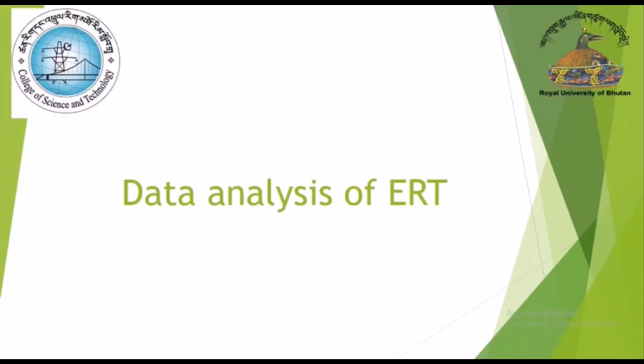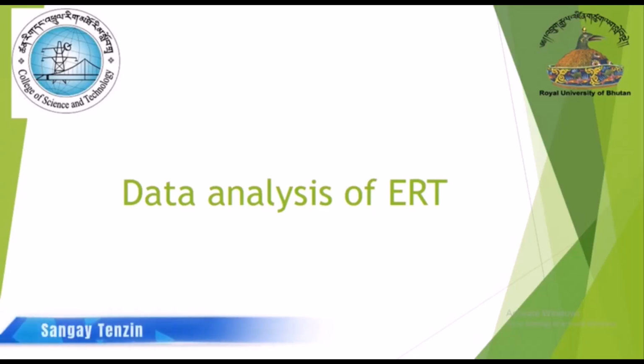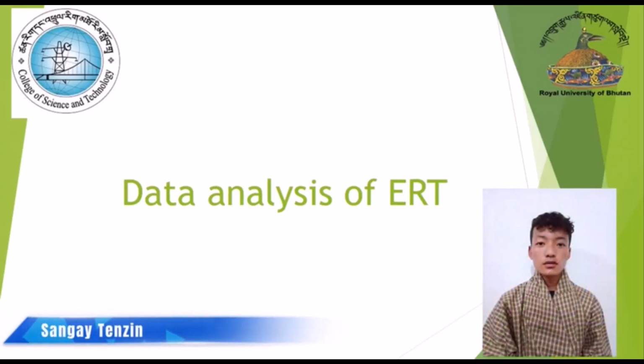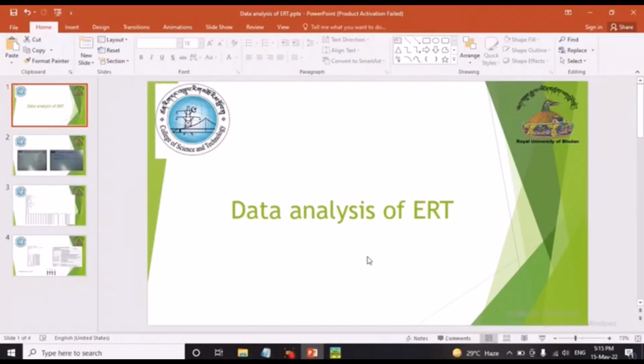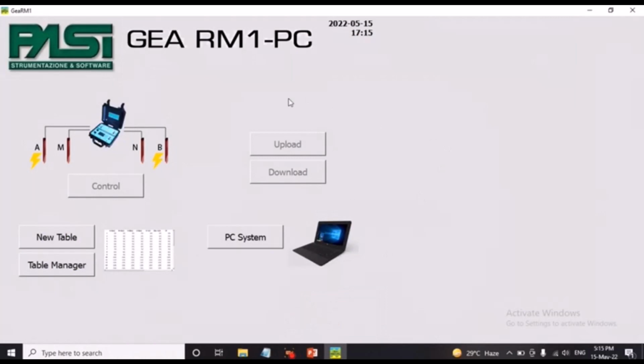Now I will give the data analysis of ERT. Before directly moving into the data analysis of ERT, we will just look at how the data is downloaded from the main system of the ERT machine. We will look at an overview of how our laptop looks when it is connected with the ERT and after opening the software. If our laptop is connected with the ERT machine, this dialog box will be active. Just now it is not connected and it is inactive.